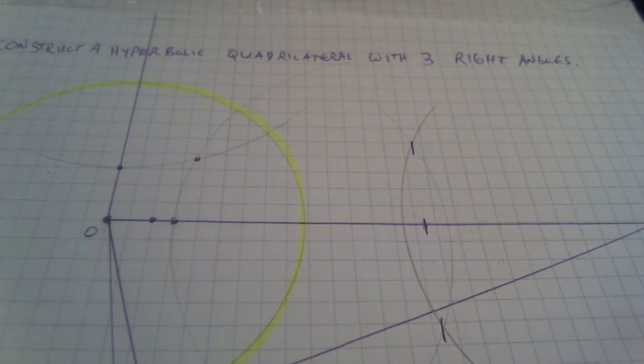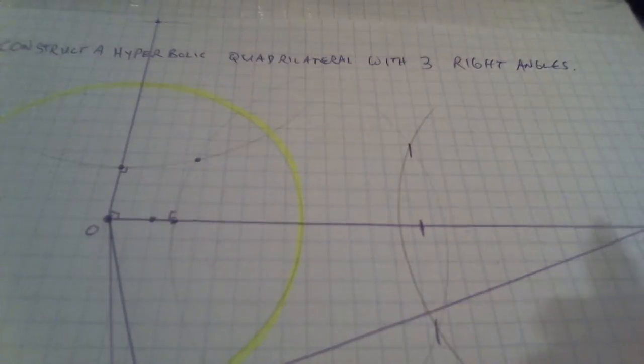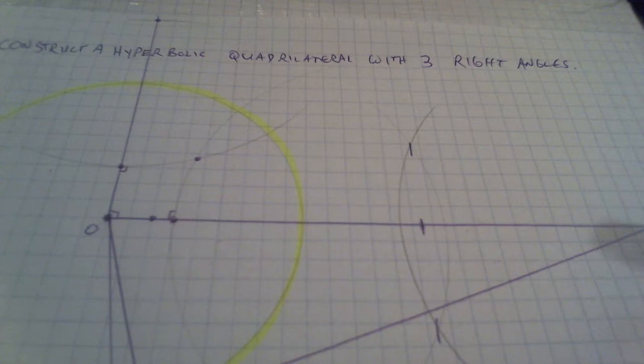Can you see it? So I've got a right angle there because the center is on that straight line through O. And I've got a right angle there. And I used the graph paper to get that right angle. I got 3 right angles. That forces the 4th angle to be acute. That was an old wiki problem.